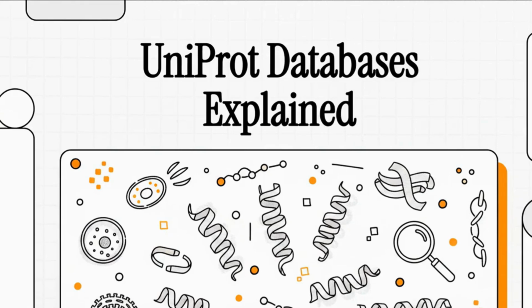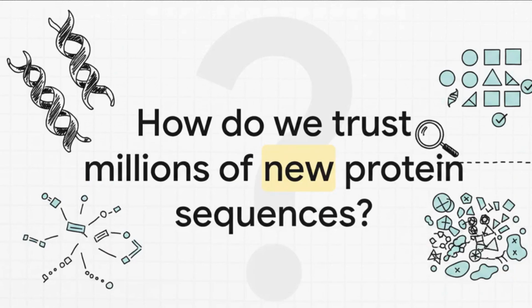Today, we are going to decode the world of protein databases. We're going to zero in on three of the biggest names you'll run into: UniProt, SwissProt, and TrEMBL. So the genomics revolution is absolutely flooding us with millions of new protein sequences every single year. But here's the thing, not all of that data is created equal.